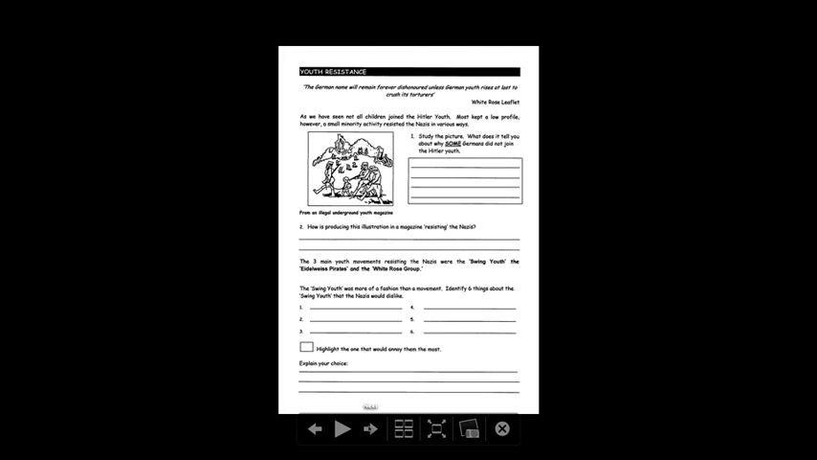As we have seen, not all children joined the Hitler Youth. Most kept a low profile. However, a small minority actively resisted the Nazis in various ways. I'd like the students to interpret the picture here, give some idea of what happened when children didn't join the Hitler Youth. And secondly, how is this poster itself resisting the Nazis?